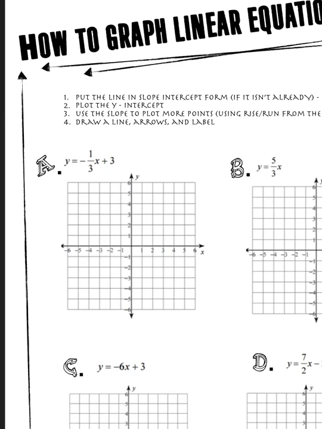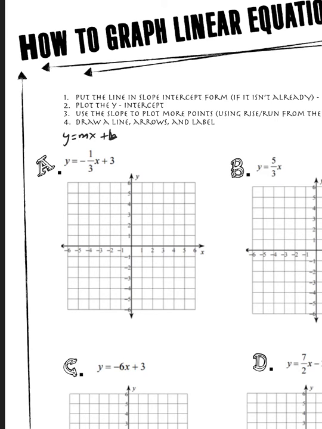If you look at A, the very first thing you have to do, if it's not already in the proper form, y equals mx plus b, is you're going to have to make sure that you've put it in that form. So if it is in any other form, you're going to have to solve for y, make sure it's in y equals mx plus b form.